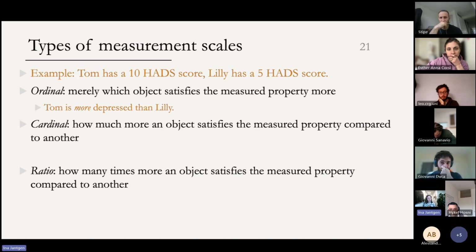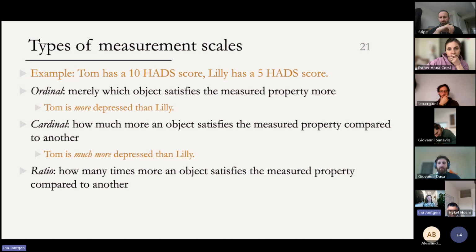By contrast, for cardinal scales, we can make statements about how much more an object satisfies the property compared to another. So if HADS scores measure depression on a cardinal scale, then we could say, based on Tom having a HADS score of 10 and Lily having a HADS score of 5, that Tom is much more depressed than Lily, right?